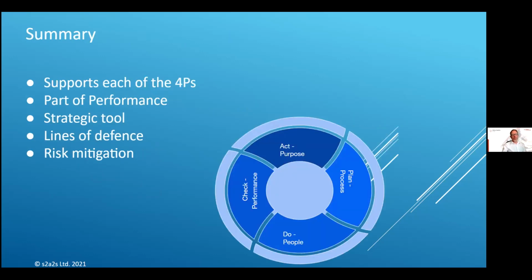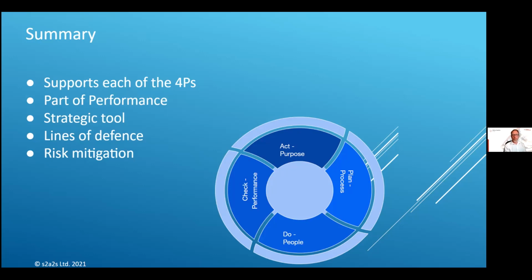So just as a quick summary then for audit, it does support each of the 4 Ps. Hopefully, as I've gone through in a very quick presentation, it supports purpose. So how does the organization get its purpose out to its employees? We can audit that. We can look to see how well that is going. We always audit our processes. So making sure that those processes from start to finish actually deliver what they should do.